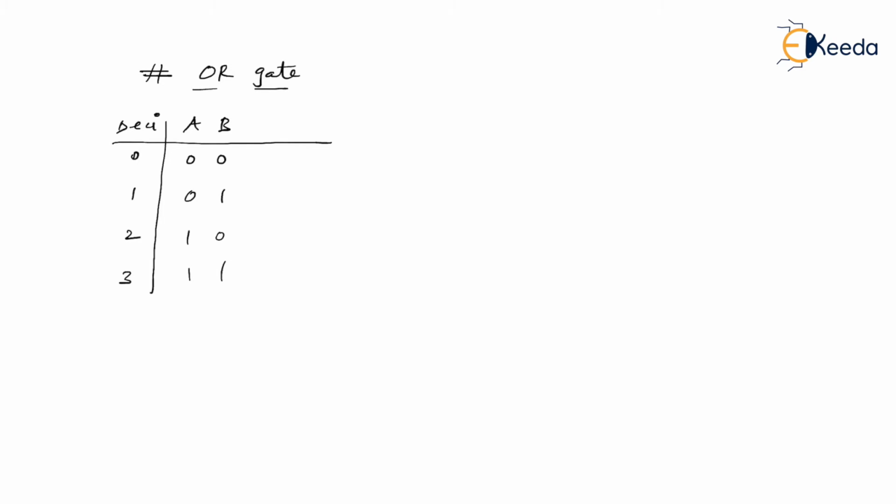For this, again, I'll take the help of the OR gate only. In the OR gate, again, I'll write the truth table. The possible combinations of A and B are 0 0, 0 1, 1 0, 1 1. The decimal positions are 0, 1, 2, 3. Output Y. For 0 0, you get 0. For 0 1, you get 1. For 1 0, you get 1. For 1 1 also you get 1 only.